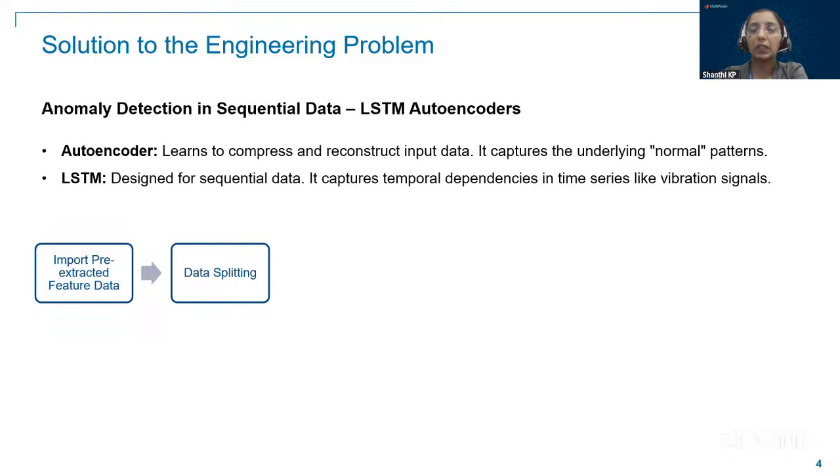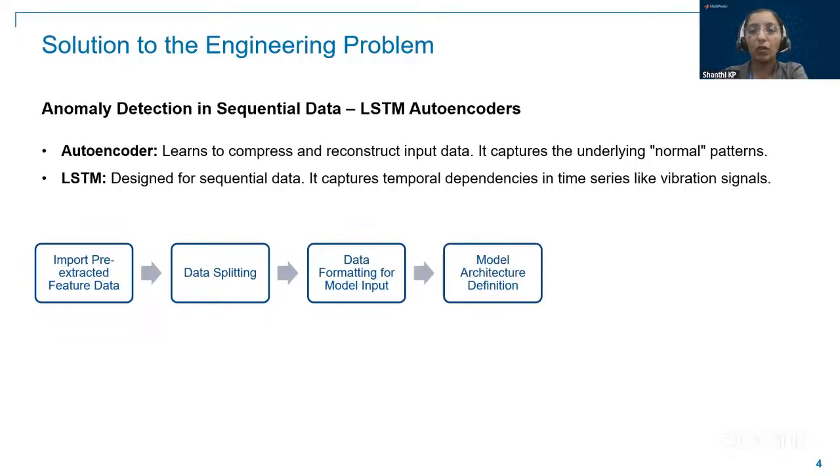After importing the feature table, next we split the data into separate training and testing datasets. This is to avoid any data leakage between training and testing. We then format the data as required by the LSTM autoencoder to ensure it is structured as sequences suitable for temporal modeling. In step 4, we define an LSTM autoencoder with specific parameters and specification of the model.